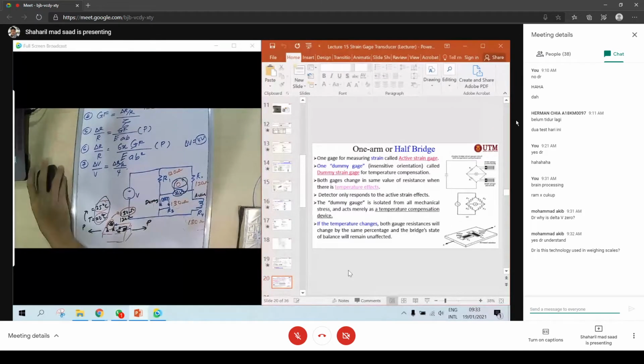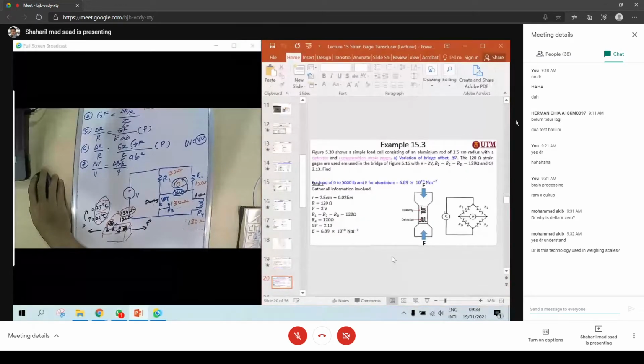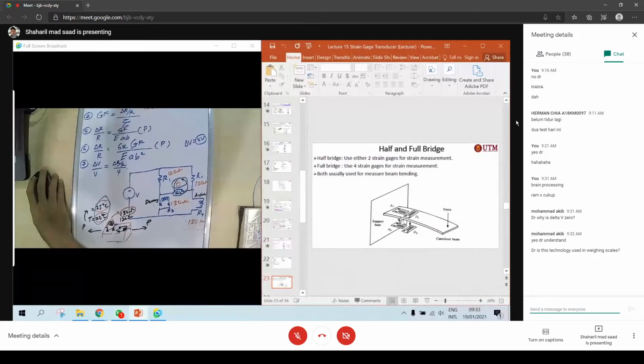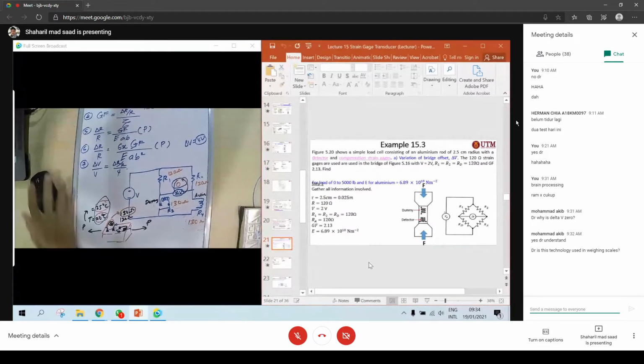This is the theory that I have mentioned before. If you apply it to both, for example top and bottom, then you have used all of the bridge, whereas this one is only half. So when you apply both, with one more active, we call it a full bridge. Okay, all right. So let's look at example 15.3.